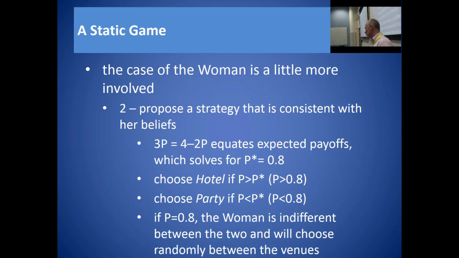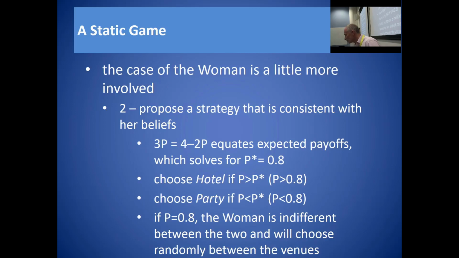Now, the final part, just for fullness, is if p exactly equals 0.8, what will the woman want to do? Doesn't really matter. She goes to the party, she goes to the hotel. Both give exactly the same expected payoff. So, at that crucial probability, the woman is indifferent over what she wants to do. So now we've worked through the mechanics of it.